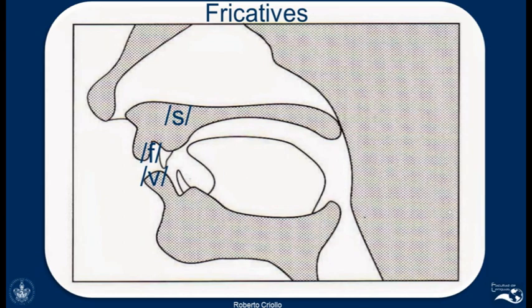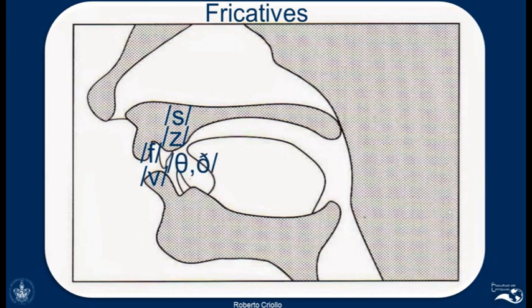s, in which, as we said before, the tip of the tongue approaches the alveolar ridge, but there is an opening. The air can escape, right? And it produces this friction that we can hear as s. Obviously, we also have the sound z, which is the same sound, but with an additional vibration of our vocal cords.